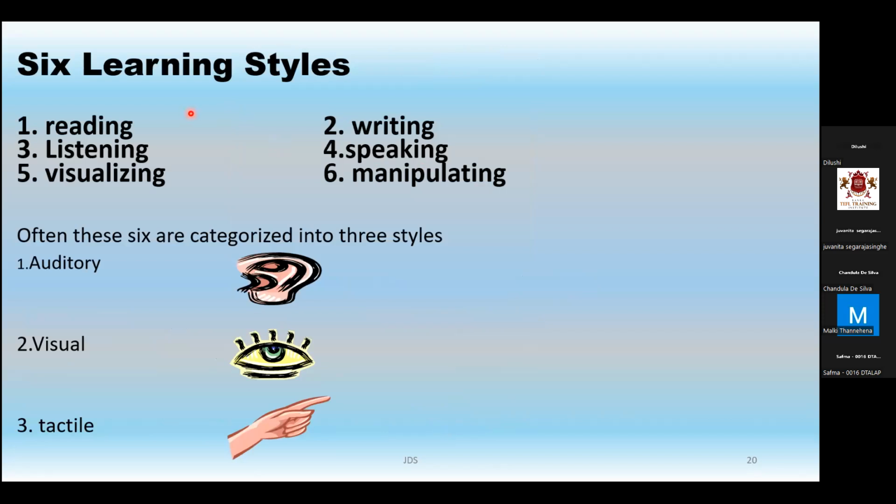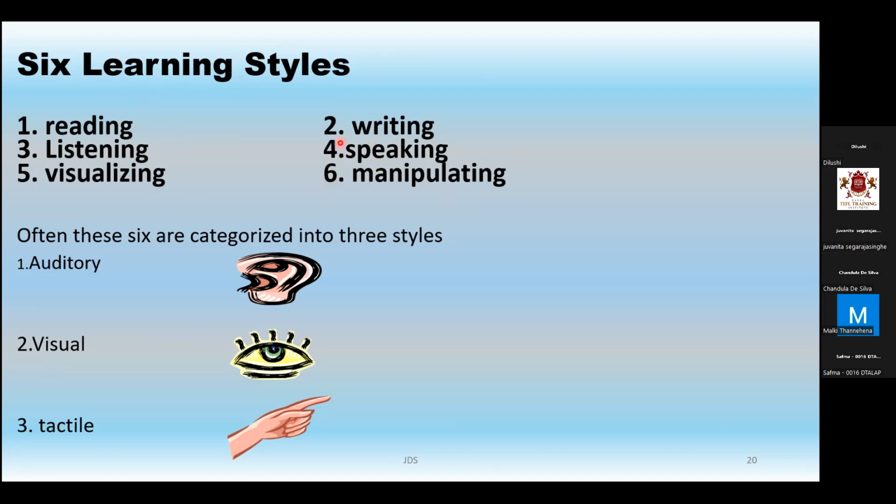So basically, there are 6 learning styles that exist among humans. Reading, learning something by reading, writing, listening, speaking, all the 4. Then visualizing. Again, reading and writing correspond to visualizing as well. Many learn by handling objects or by doing certain activities. So these are the different ways by which people learn.